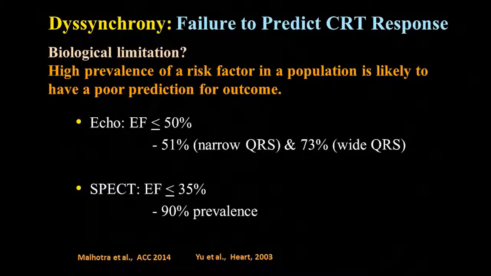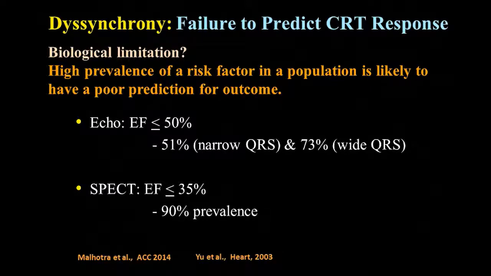So if 90% of your patients have the risk factor, how will you be able, on a biological basis, to differentiate patients who would not improve if that risk factor was not present, when the majority of your patients had the risk factor? In this case, it's dysynchrony. So yes, dysynchrony is important, but its simple presence or absence, although important, is not the whole answer. It's not the complete answer.